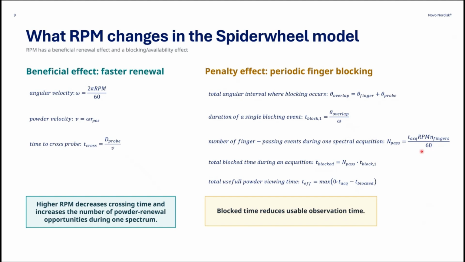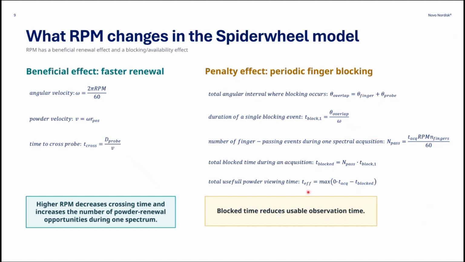And now you have the numbers to calculate the time during an acquisition where the spectrum is blocked, or the probe is blocked. So it's the number of passes multiplied with the time it takes the probe to be blocked.